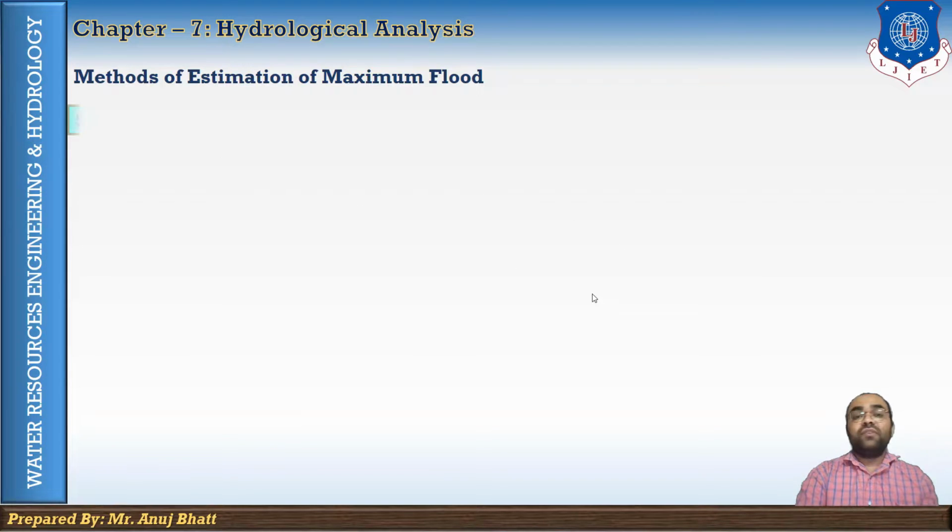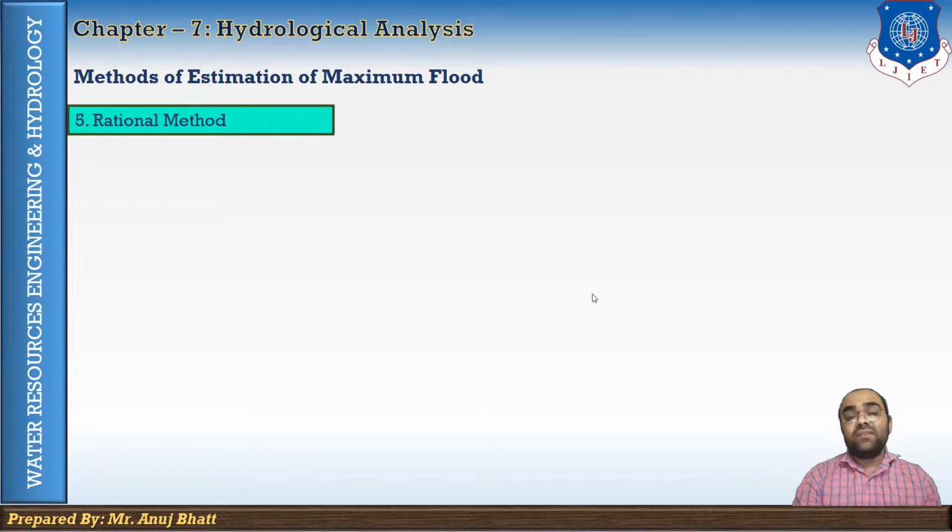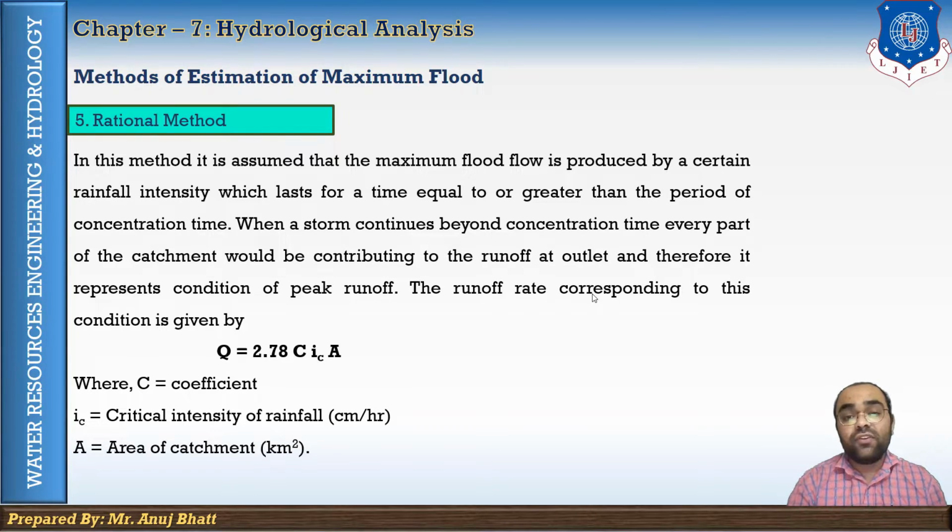Now talking about the fifth one, that is the rational method. In this method, it is assumed that the maximum flood flow is produced by a certain rainfall intensity which lasts for a time equal to or greater than the concentration time.